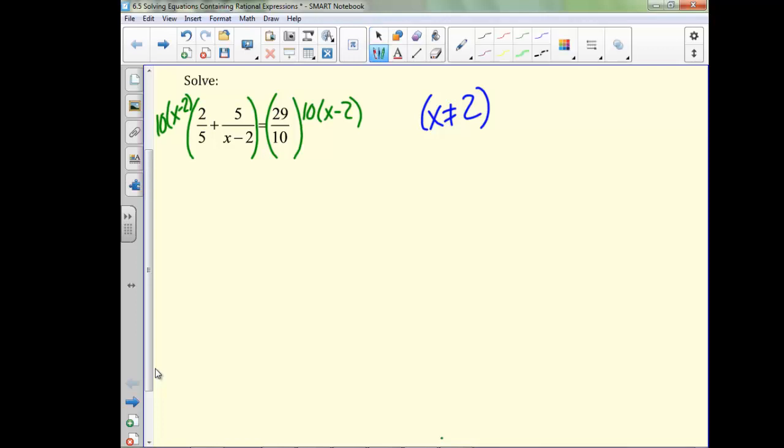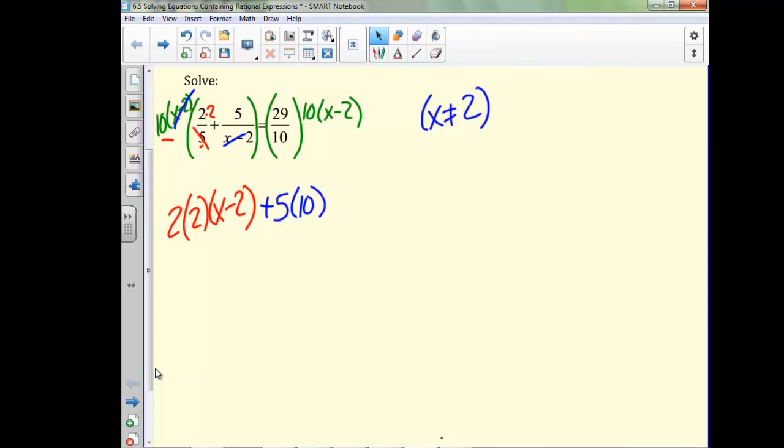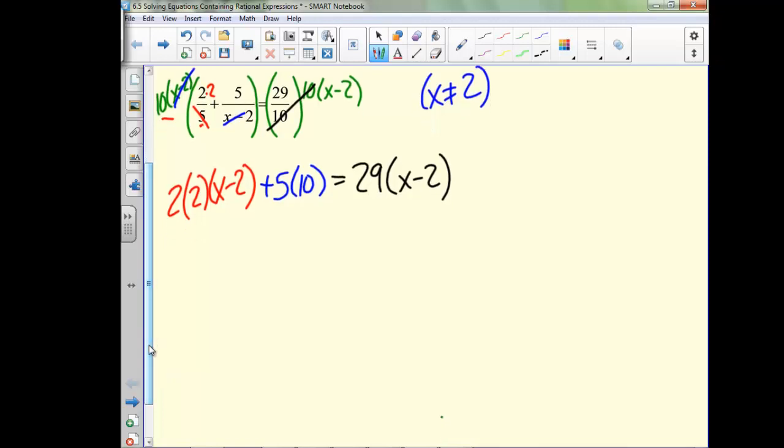So on the left side, this 5 and this 10 will cancel, and we'll be left with a 2 in our numerator. So we'll have the original 2 times our x minus 2. And then this x minus 2 will cancel with that x minus 2, and we're left with 5 times 10. And on the right side, these 10s will cancel, so we're left with 29 times x minus 2. And now we'll just simplify or solve this like we have been all year. So 4 times x minus 2 plus 50 equals 29x minus 58.